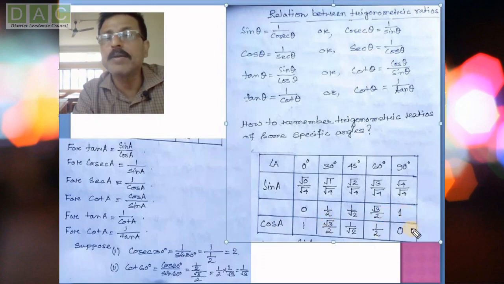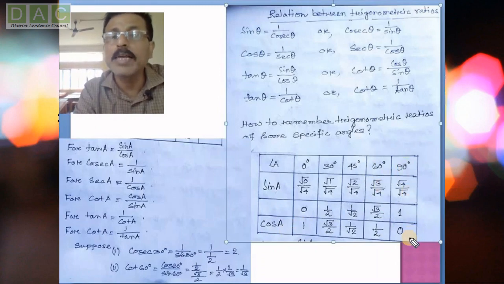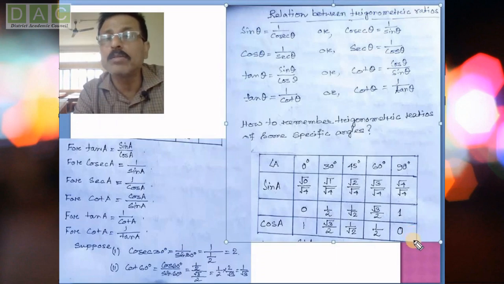Now here it is coming in reverse way: 1, root 3 by 2, 1 by root 2, 1 by 2 and 0. So this is also the same, you have to read like this: cos 0 degree equal to 1, cos 30 degree equal to root 3 by 2, cos 45 degree equal to 1 by root 2, cos 60 degree equal to 1 by 2 and cos 90 degree equal to 0. So, again I am telling, if you know sine and cos values, you can find all the other 4 ratios. In total there are 6 ratios.